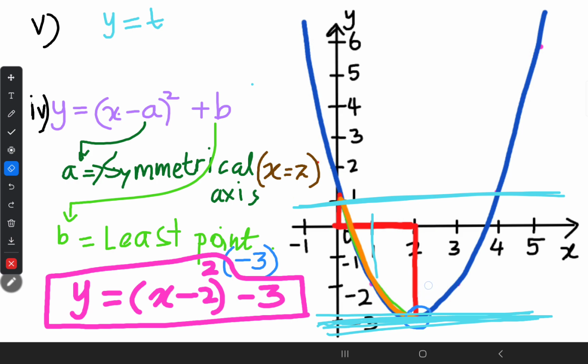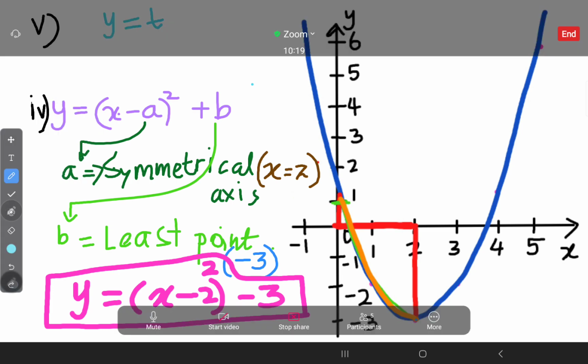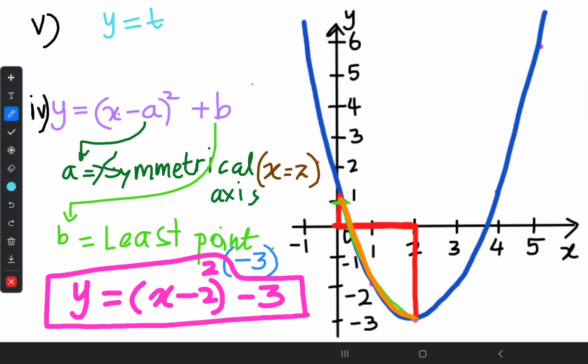I'll repeat again from the beginning. Look at this. When you draw a line, that is y equals t, and that line intersects this graph, that will give you two respective x coordinates. Both x coordinates should be in the positive region, that means the right side of the y-axis.